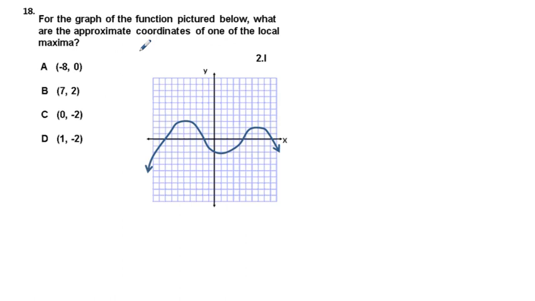18. For the graphed function pictured below, what are the approximate coordinates of one of the local maxima? Well, if you look for the maxima, you're going to be either this one on the right or this one over here on the left. And if you go to answer choice B, if you go over to the right 1, 2, 3, 4, 5, 6, 7, and up 2, you're going to go right here to this maximum. So B is our correct answer for number 18.